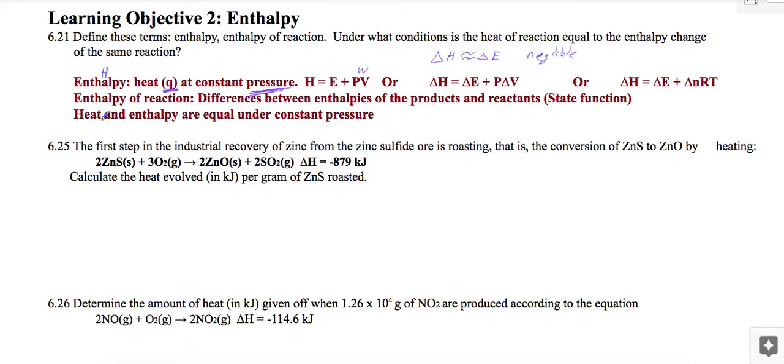And then this is the other part. Heat and enthalpy are equal under constant volume and constant pressure. Oh, no, that's right. I thought it was energy. Sorry. Yep. Heat and enthalpy, that's already here. Heat and enthalpy, it's the same thing, just written different ways.